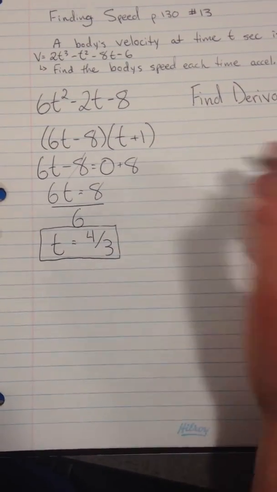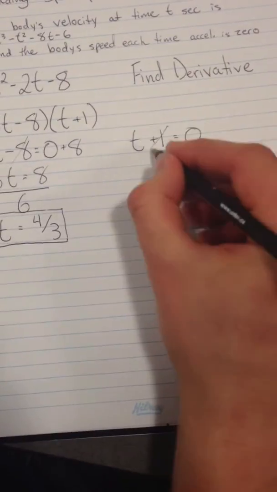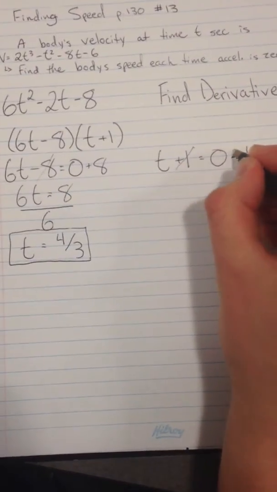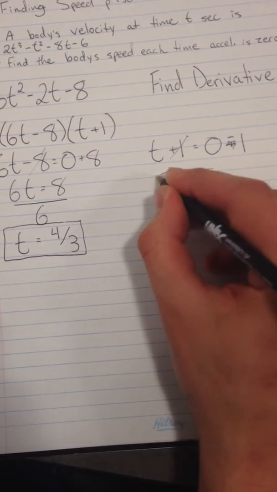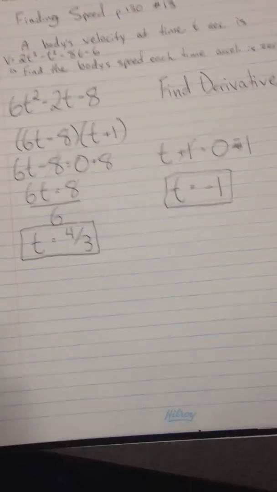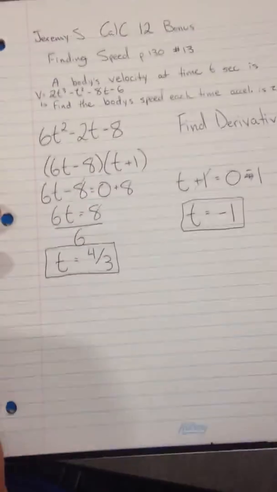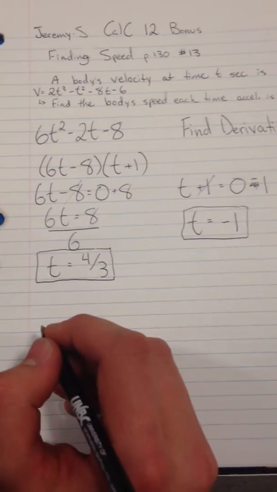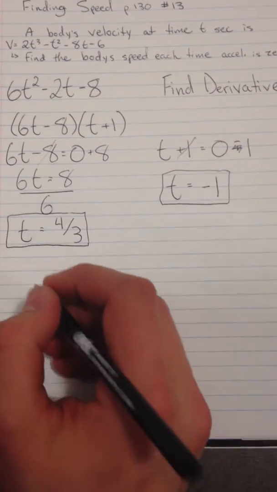Now to find the second t value, we make t plus 1 equal to 0, and we simply bring over the 1. Oh, that's minus 1. And t equals negative 1. Now that we have our two t values, which is time in this case, we put these values back into our original equation up here, not the derived equation, but the original equation, to get our two velocities when acceleration is 0.